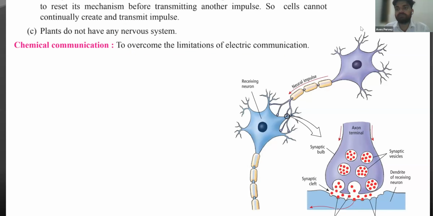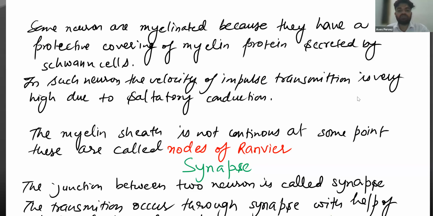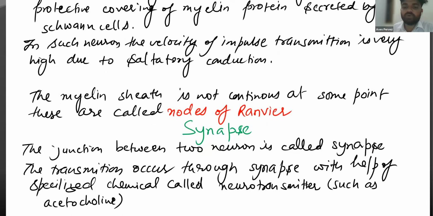Okay. So let's start with it. Today we're going to discuss nodes of Learnivio. Now we are just going to discuss what is synapse. Synapse actually is a junction between two neurons. Junction between two neurons is called synapse.